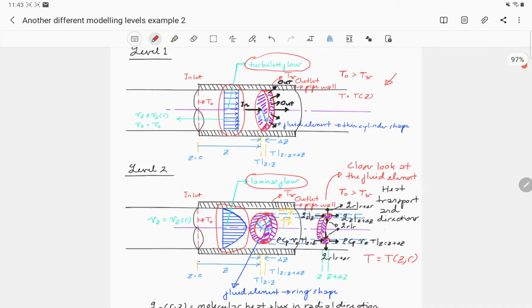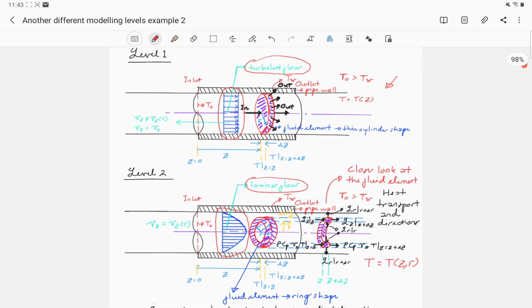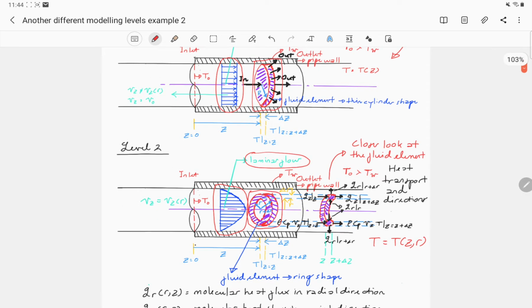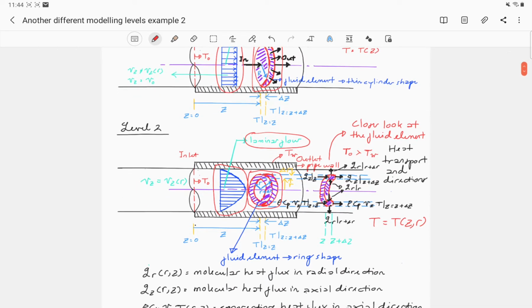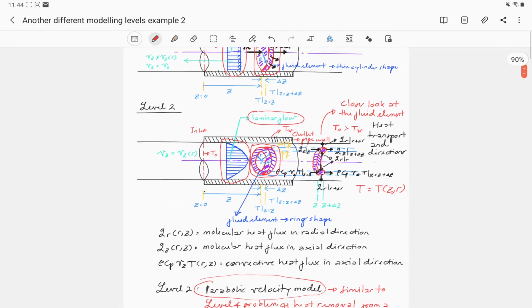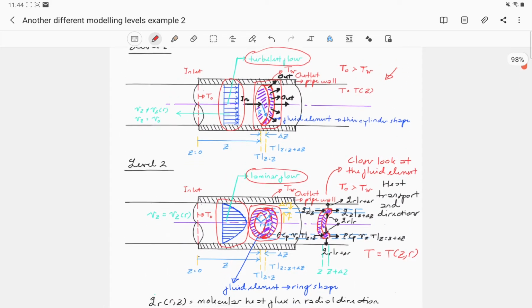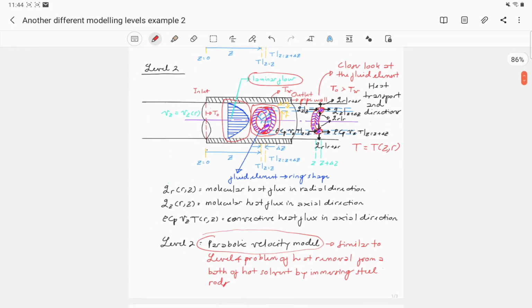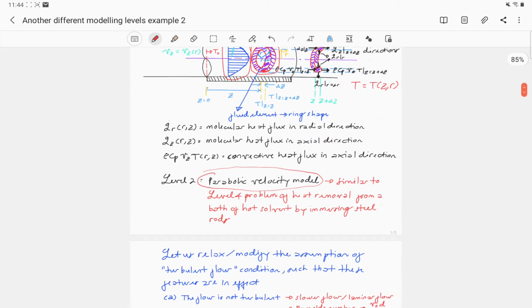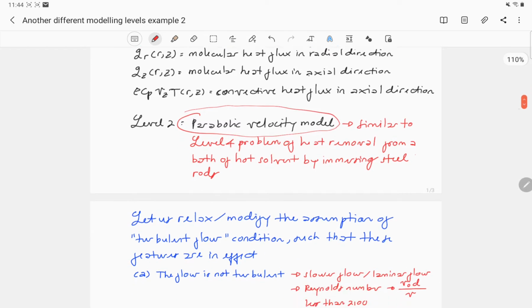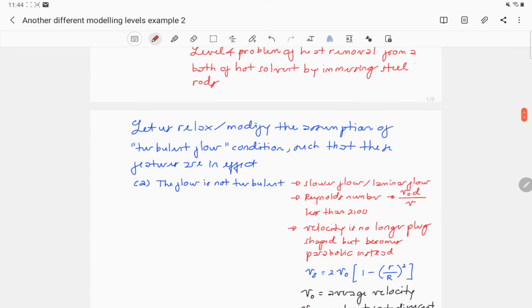Everything else is the same, but as you can see in here, the main difference is that the fluid element now has a totally different shape. It becomes a ring shape element in here, whereas in here we have a thin cylinder shape fluid element. Then you may ask why. Then we have to connect back to the assumptions that we discussed earlier for the level 1 and level 2. So in here we would like to relax or modify the assumptions of the turbulent flow conditions such that these features are in effect.